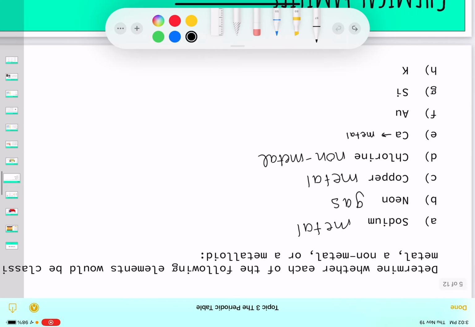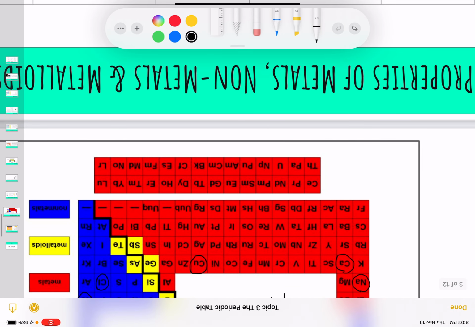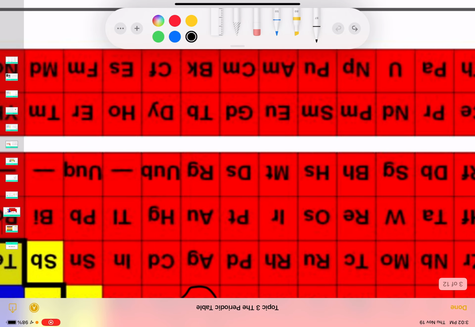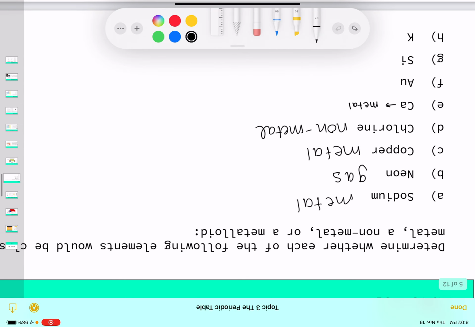Au, if you know what Au is, you would know that it's a metal. Where is it? It's right here. It is gold. So gold, you would know without looking at the periodic table that gold is a metal.